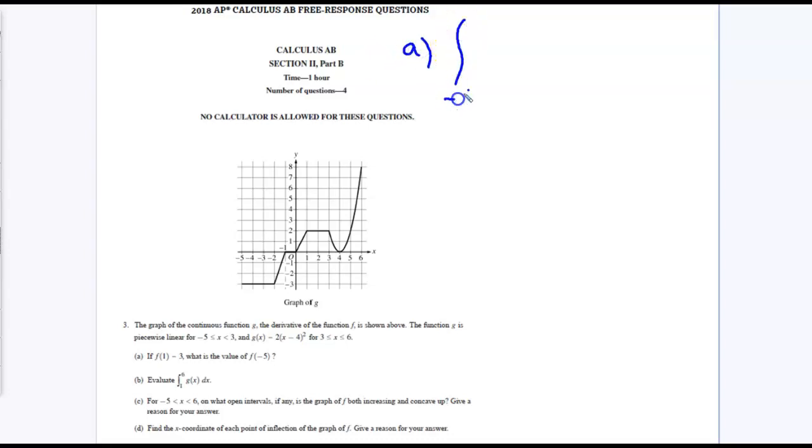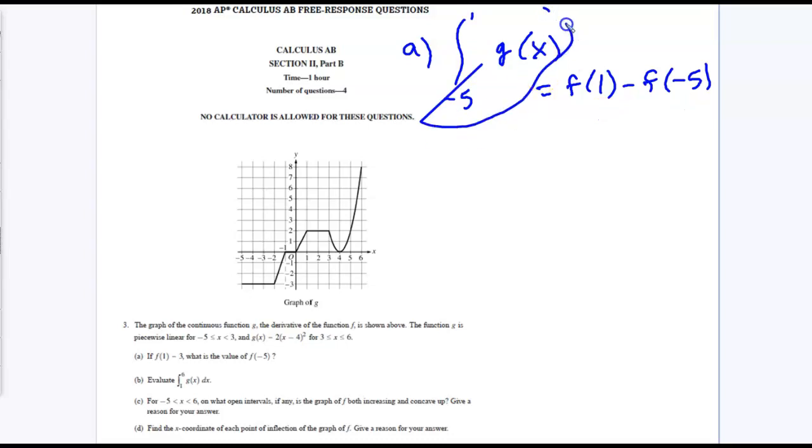So again, in part A, the fundamental theorem of calculus is going to apply. So I'm going to do the integral from negative 5 to 1 of g. And they're telling me that g is the derivative of f. So if I integrate g, I'm going to get f evaluated at 1 minus f at negative 5. And we know what f of 1 is. F of 1 is given to me as 3.